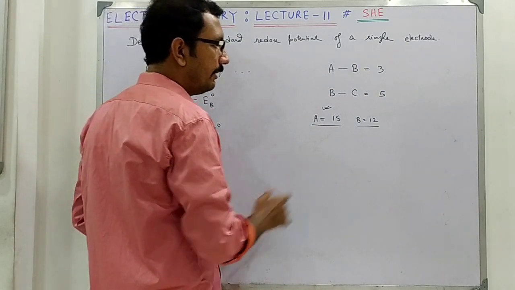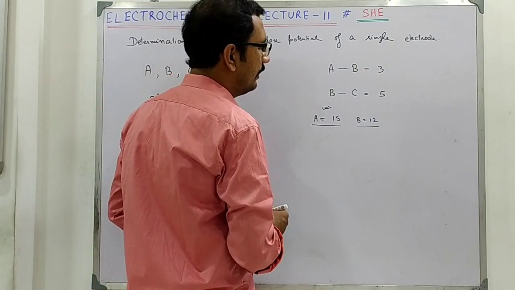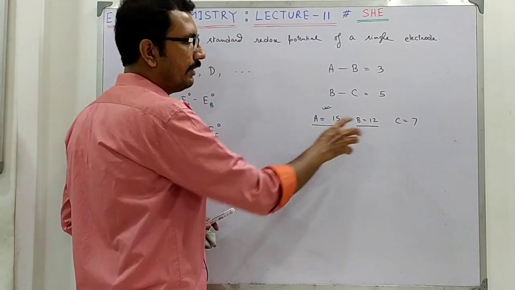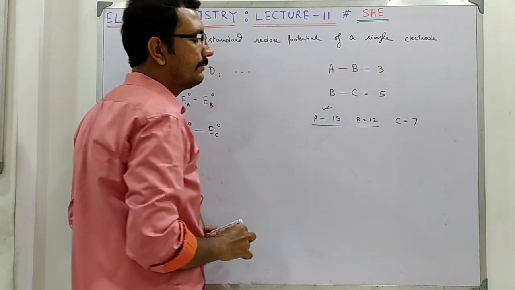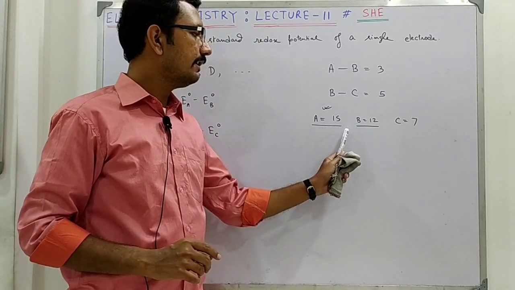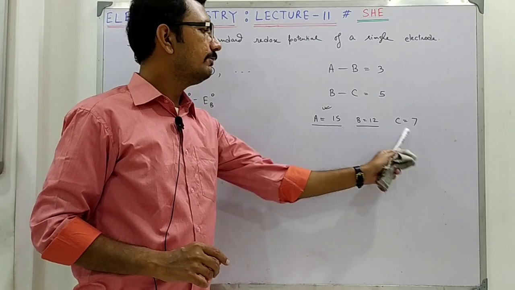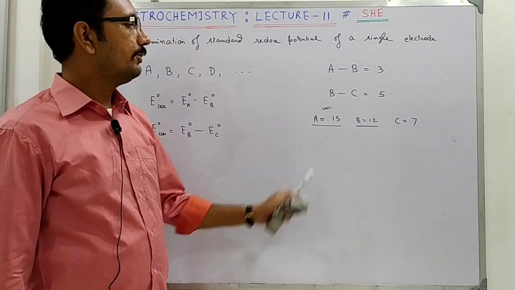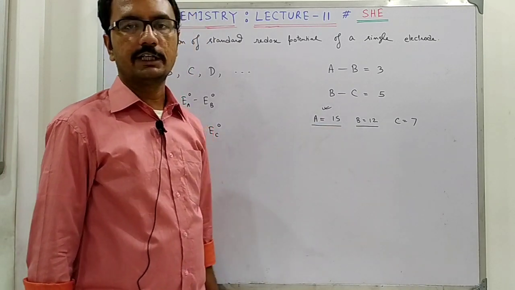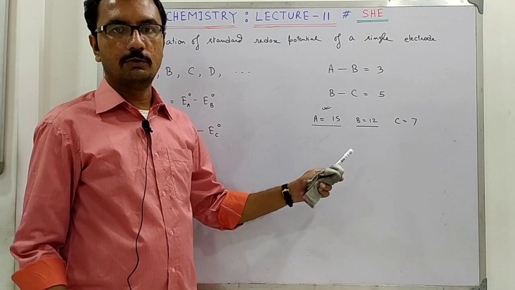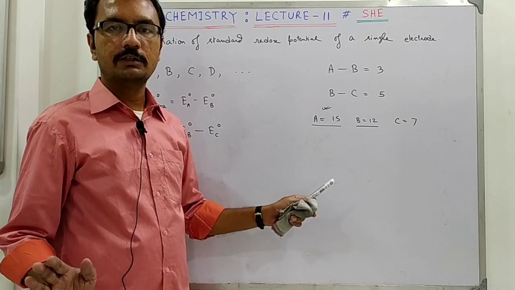And what will be the value of C? So it implies C equals 7. See, 12 minus 7 equals 5. So if you put this value of A arbitrarily, then you will be able to find the values of B and C. Otherwise, you will not be able to find the values of the variables. But are these the absolute values? No, these are not the absolute values.